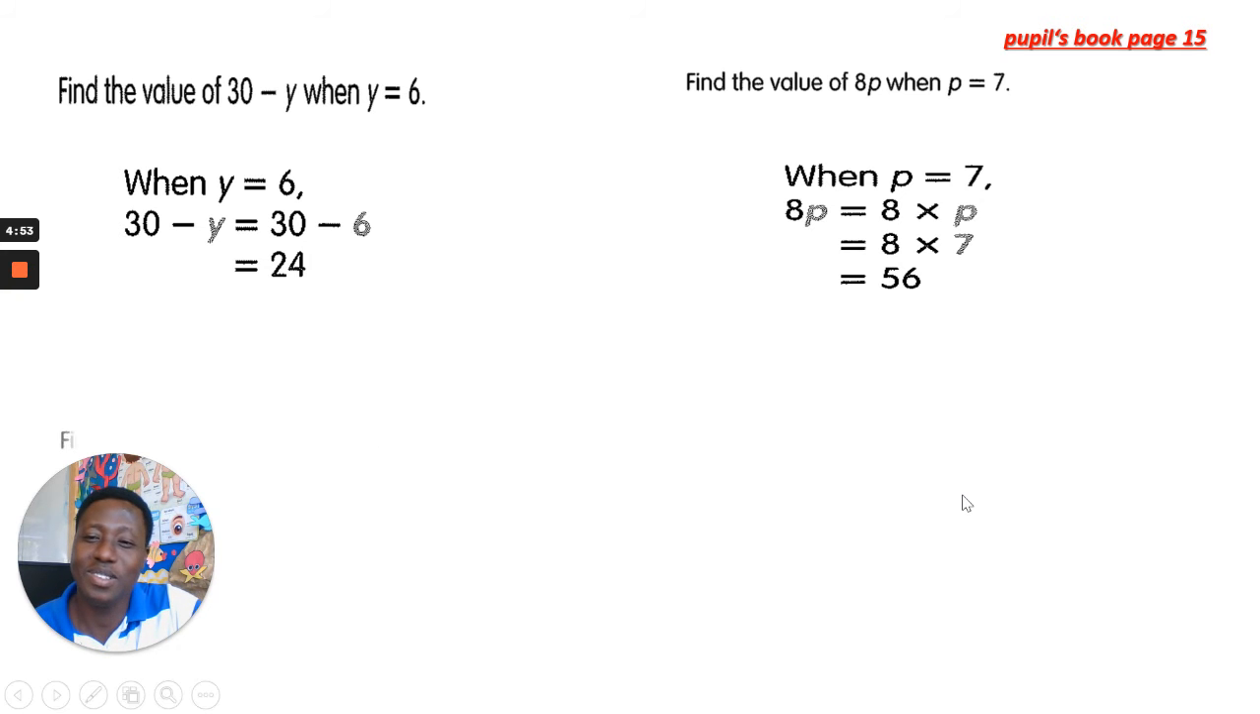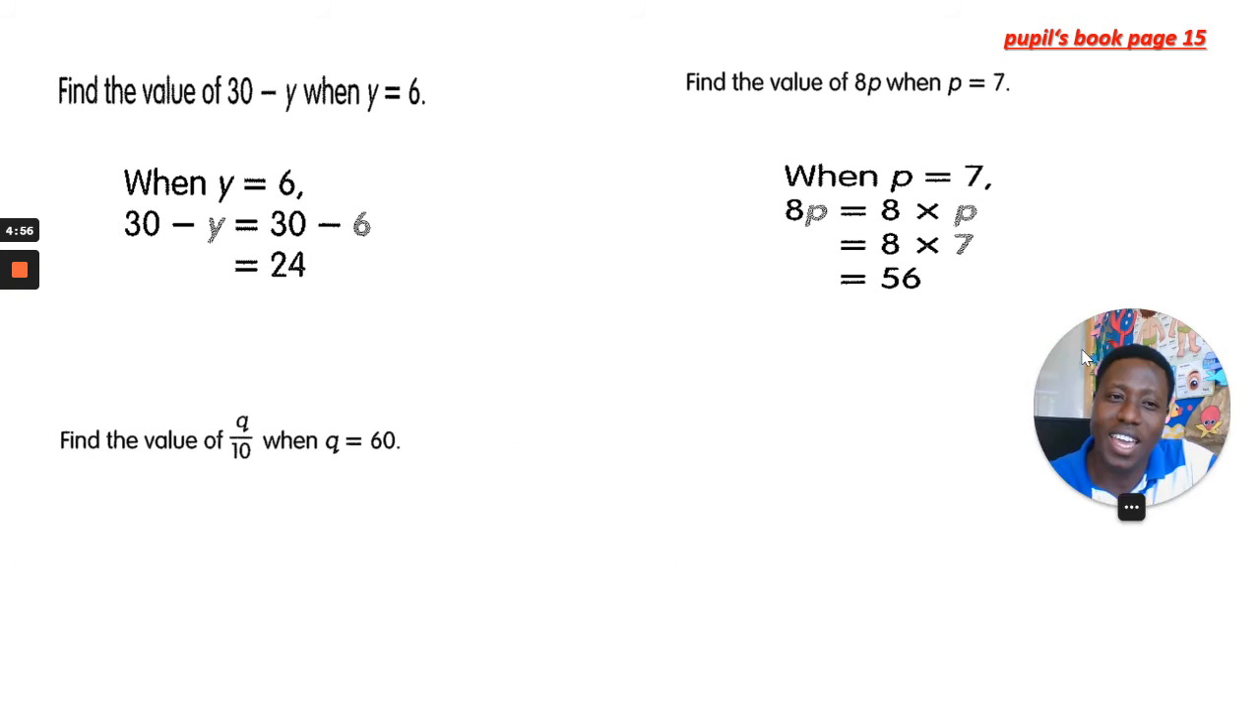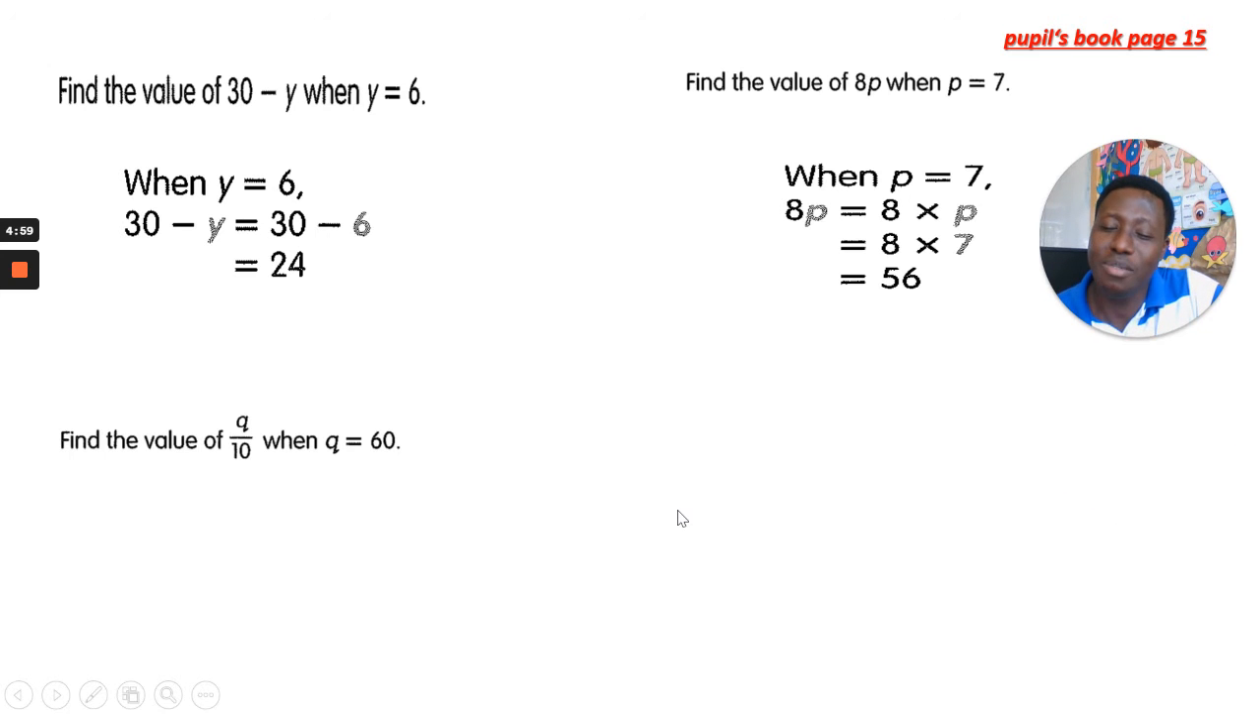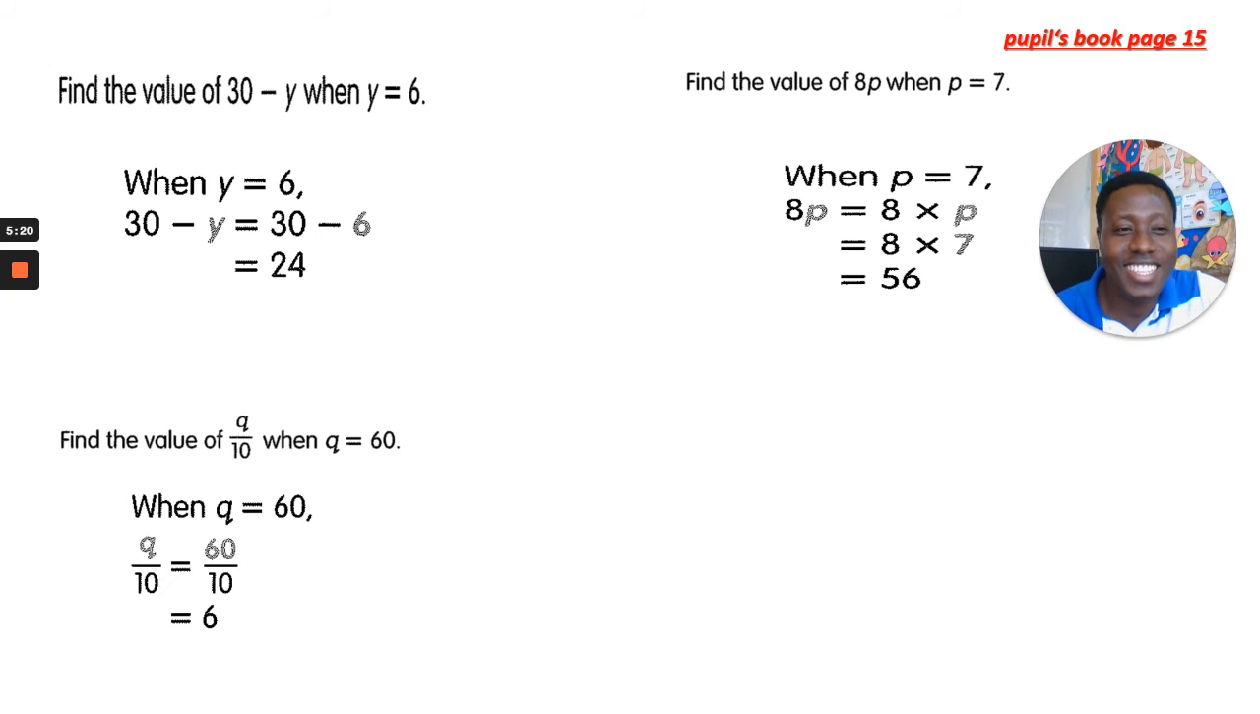Okay. Let's get to the next example. Here we have letter Q and we have to find the value. Q is being divided by 10. But what is Q? Q is 60. So 60 divided by 10 will give us the value. That is what we call evaluating algebraic expressions. So 60 divided by 10, and the answer is 6. Because 6 1s are 6, 6 2s are 12, 6 10s are 60. Or 10 1s are 10, 10 2s are 20, 10 6s are 60. So 60 divided by 10 is 6.